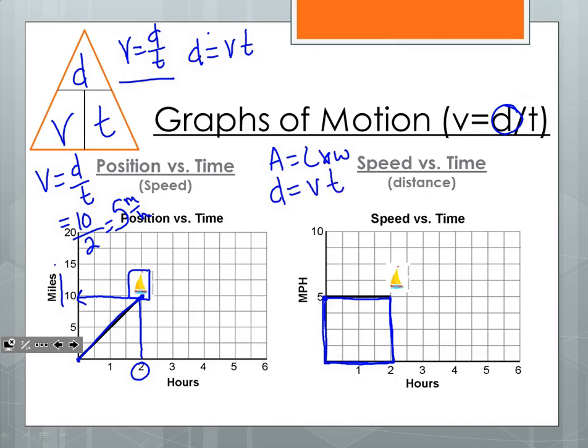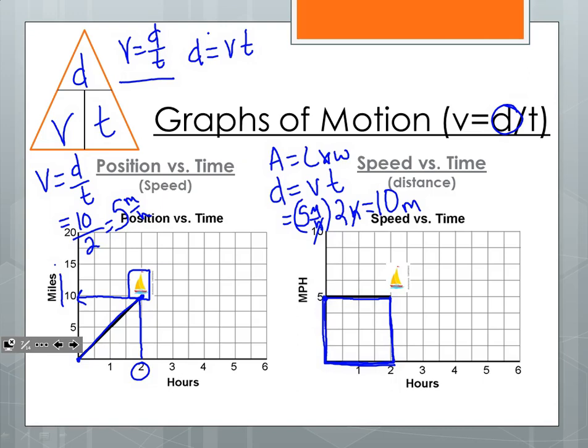And so I know that his speed was 5 miles per hour and his time was 2 full hours. These units cross out because this is the numerator, that's the denominator, and it says that he went 10 miles in his total travel.